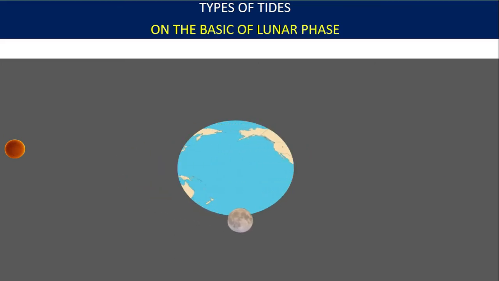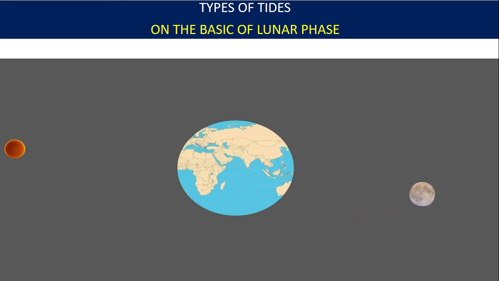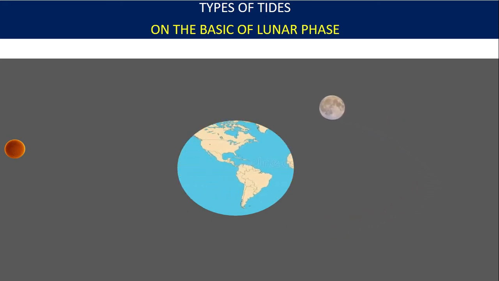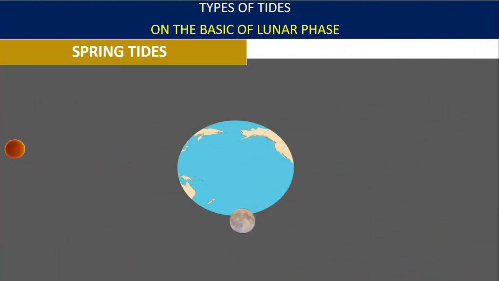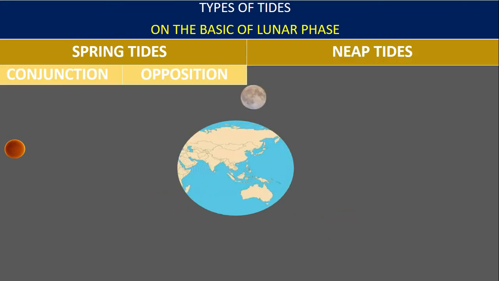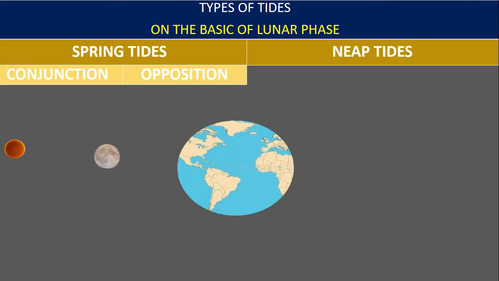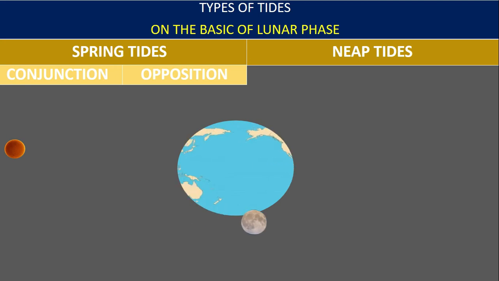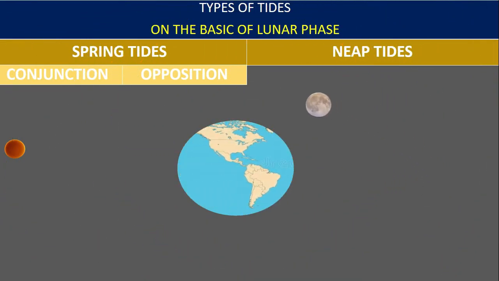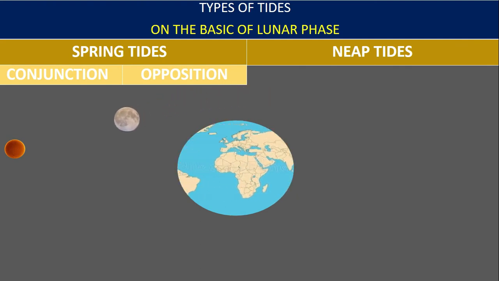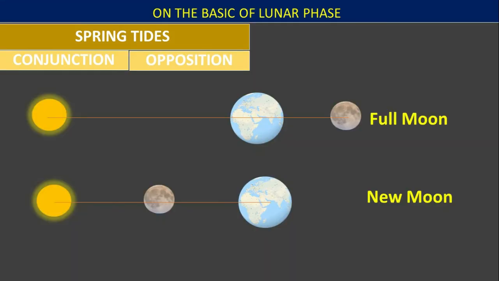We also classify the tide on the basis of lunar phase. According to the lunar phase, tides are of two types, such as spring tide and neap tide. Spring tides also have two subdivisions. Spring tide: the highest high tides are known as spring tides. They occur at new moon and full moon.